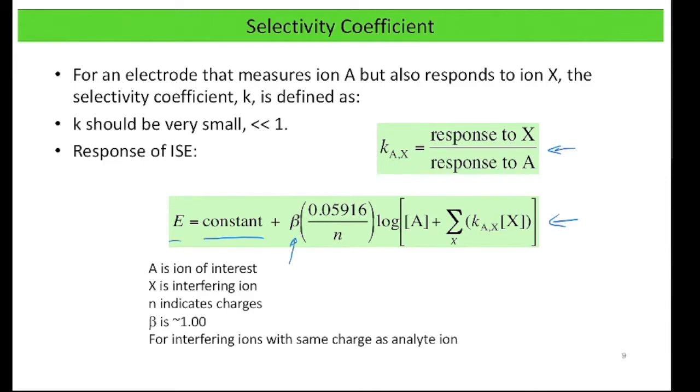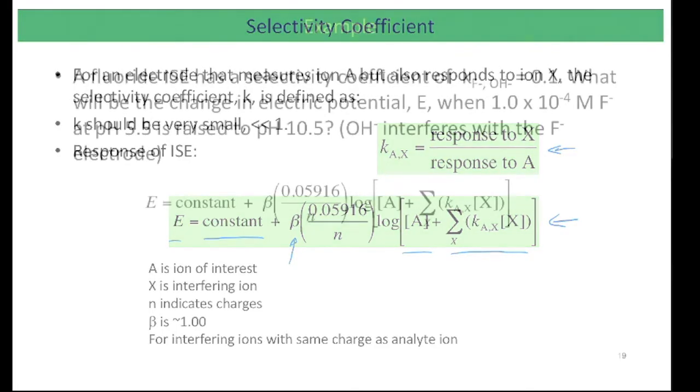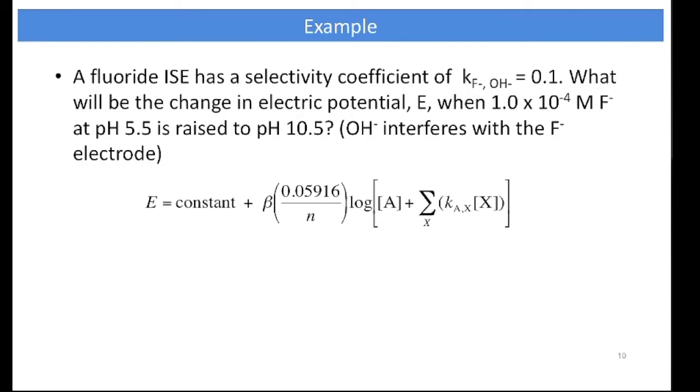And then over here we have the concentration of our analyte plus the sum of all the interfering compounds as well as their selectivity coefficients. So let's just go through a quick example of how to use the selectivity coefficient equation. The question is as follows: a fluoride ion selective electrode has a selectivity coefficient of K equals 0.1.